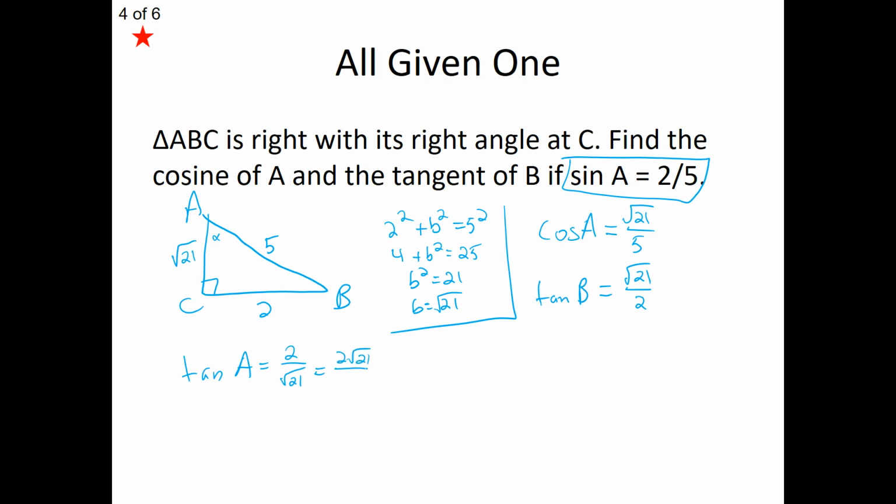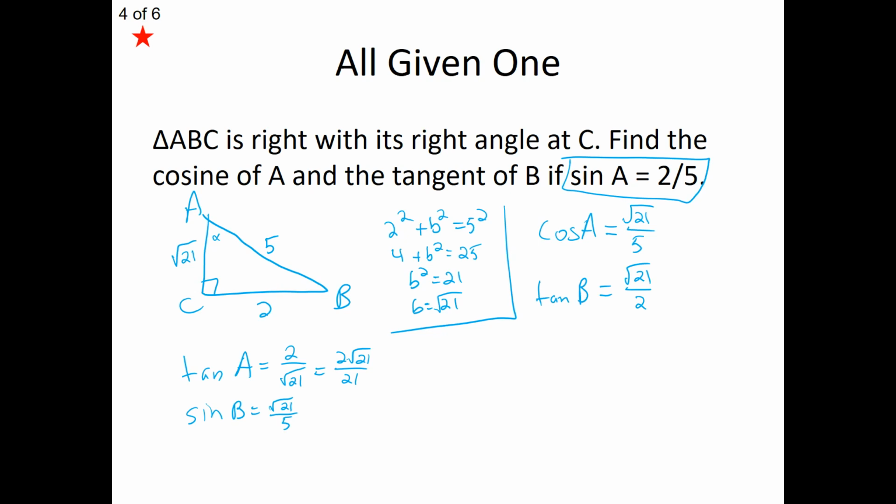And when we do, we'd end up with this expression here, 2 times √21 over 21. I can keep going. I could do the sine of angle B. Sine is opposite over hypotenuse, so we get a ratio of √21 over 5. And I could even do, I've got 1, 2, 3, 4, 5. Oh, I found them all. Yeah. So with that, we can actually find all of, oh no, I didn't find them all.